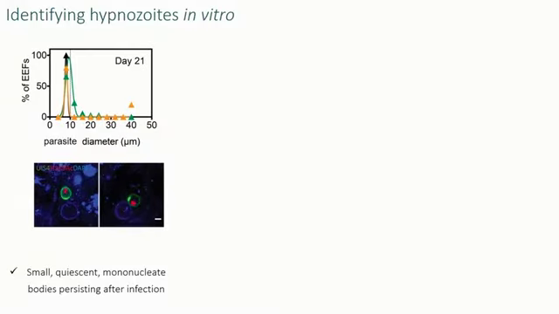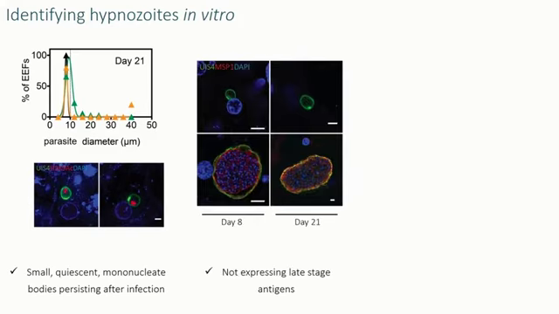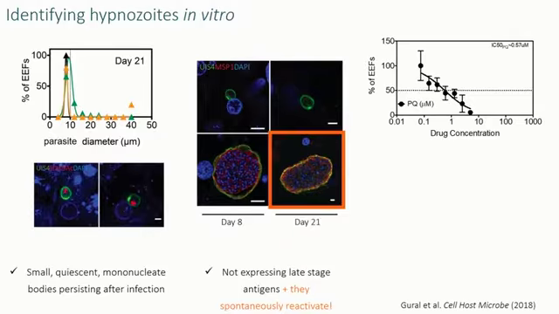The small forms observed in our cultures were mononucleated and persisted after 21 days post-infection. They didn't express late-stage markers, like MSP1, and some of them spontaneously reactivated. You can see here a big schizont at day 21 expressing MSP1. And finally, we demonstrate that these small forms were resistant to drugs other than primaquine.